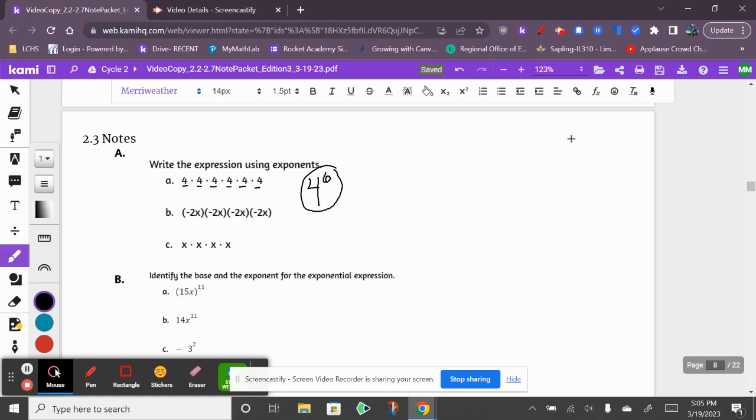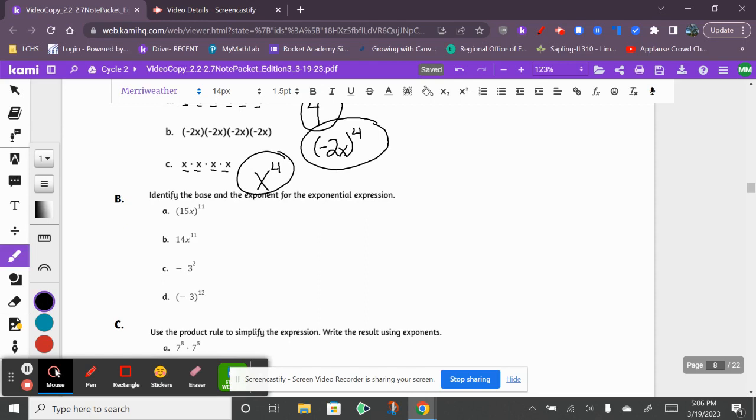For this one, we're going to see how many times -2 is being multiplied out. And if we count, that is a total of 4 times. Now this time, -2x is going to be in parentheses because the -2, we want to show that it's being multiplied with everything, including the x as well. So (-2x) to the 4th. This one, x is being multiplied 4 times, so this would just be x to the 4th.